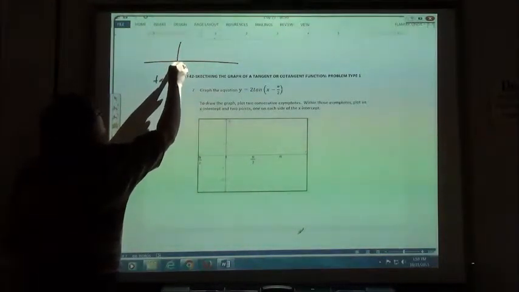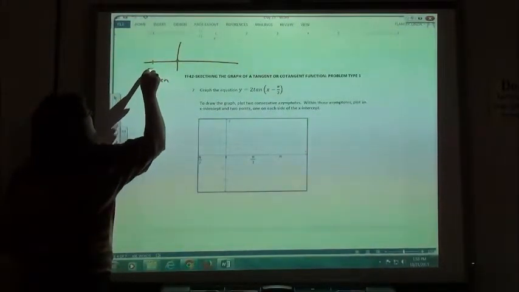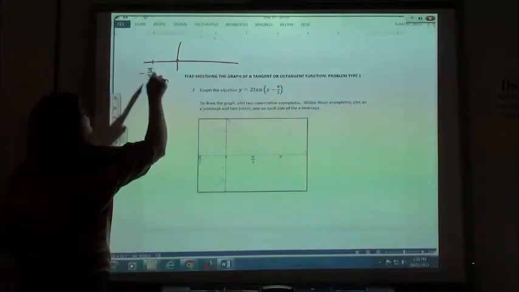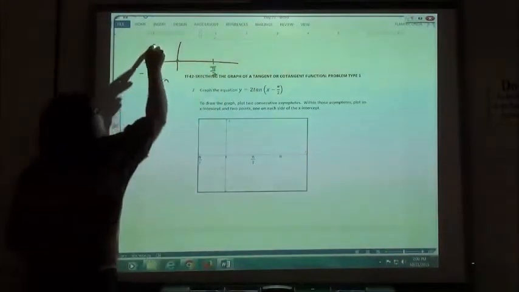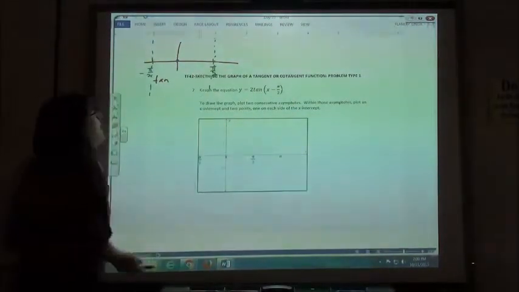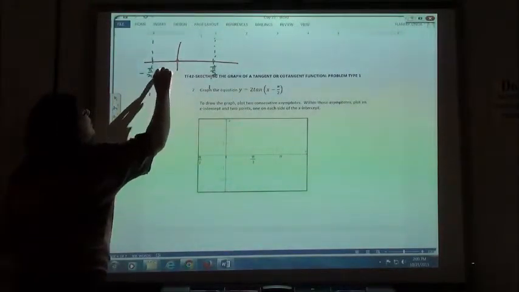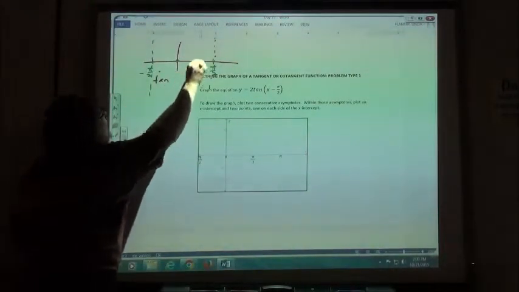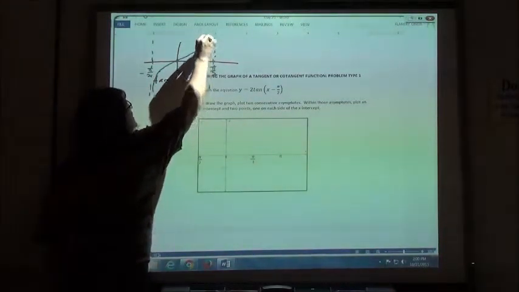Tangent, the middle is going to be right here at 0, and at negative pi over 2 and at positive pi over 2, you're going to have your asymptotes. For your normal tangent curve, you are going to start on the negative, end on the positive, and your graph is going to look something sort of like that.